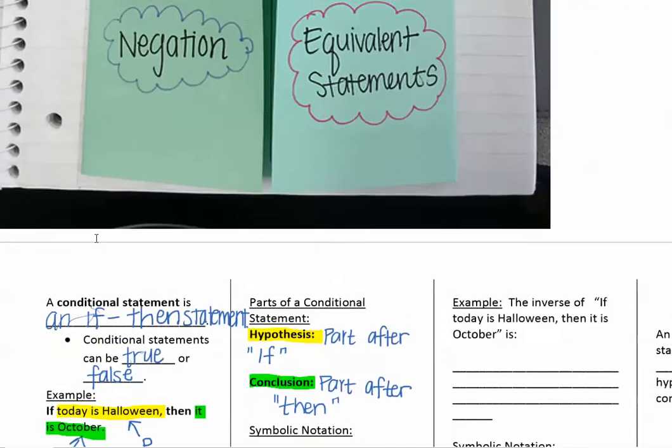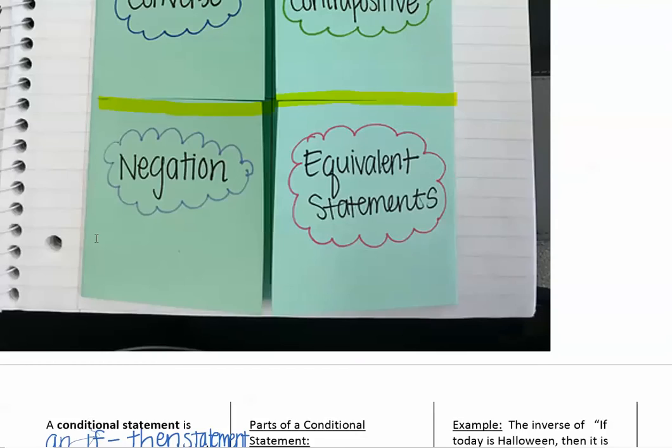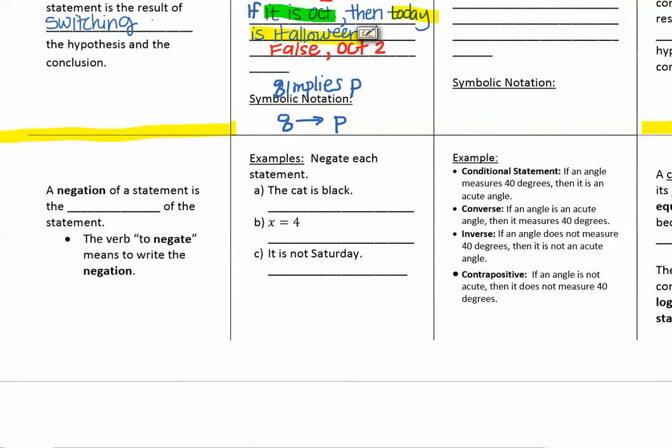Okay. Next, we're going to look at negation. So the negation of a statement is the opposite of the statement. Okay, and we have the verb to negate, and negation is more of a noun. But we kind of use both of them in this sense. So basically you're going to take the opposite meaning. So let's look at our examples.